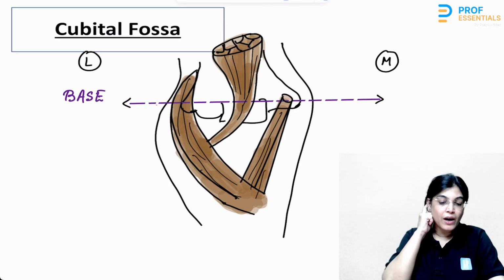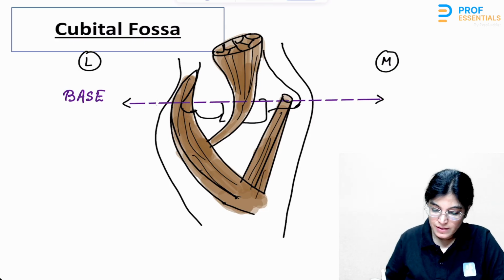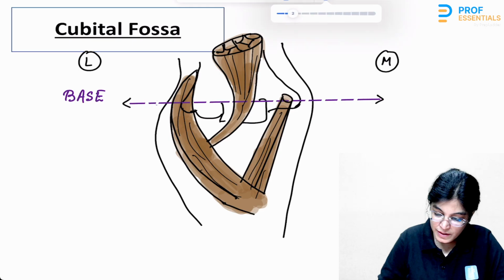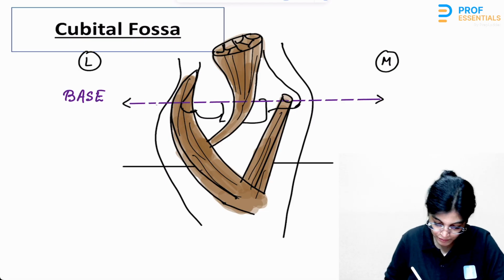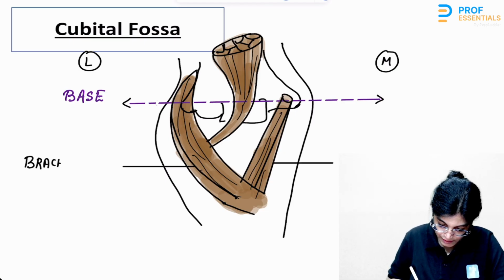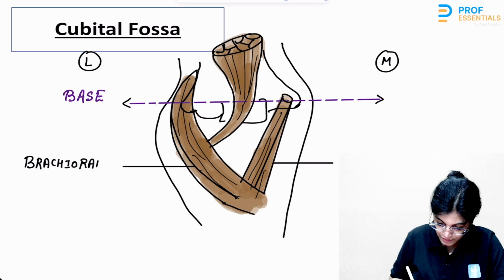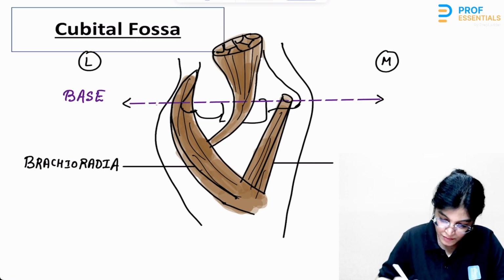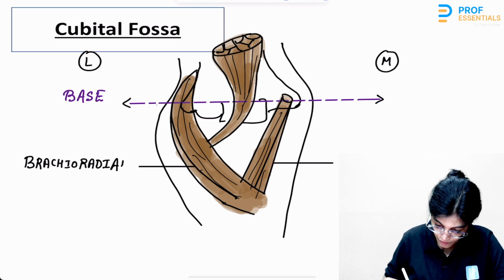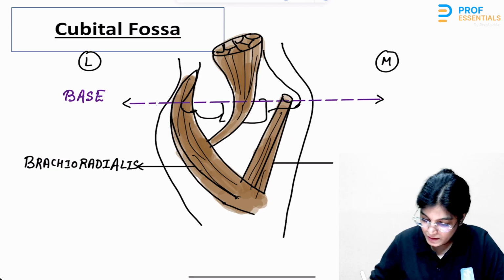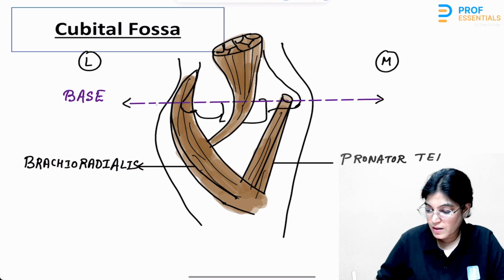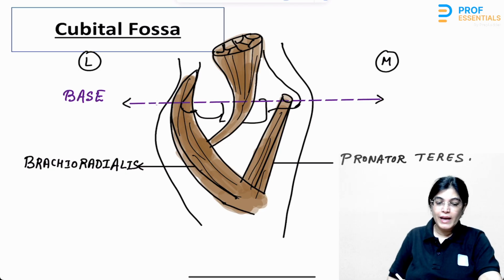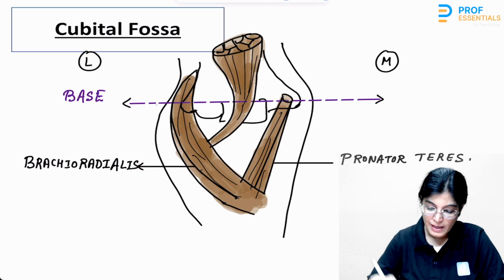Now, here, let's label it, my dear students. So, yes, we will label it. This muscle is brachioradialis muscle and this muscle is pronator teres. And this is pronator teres muscle, which is forming the medial boundary. So we have got the boundaries and let's see the content inside.